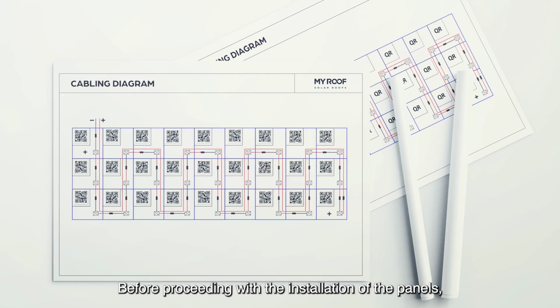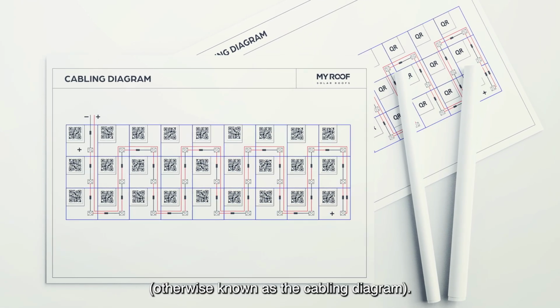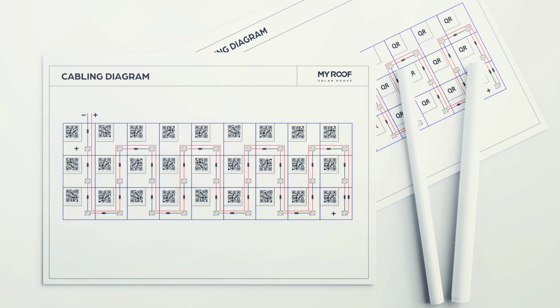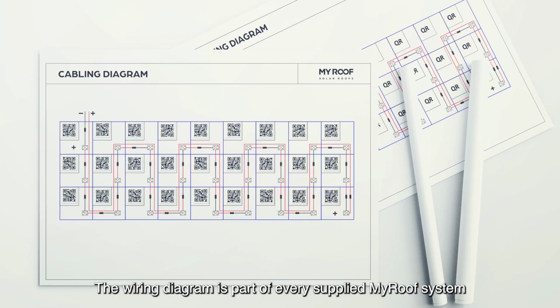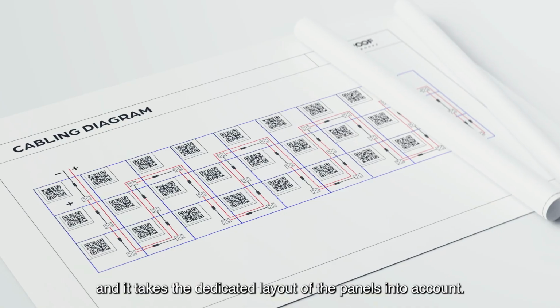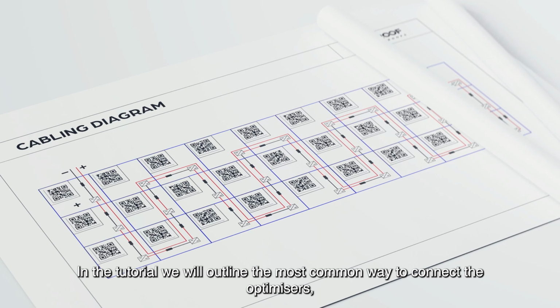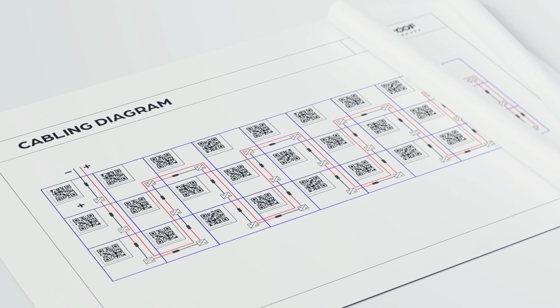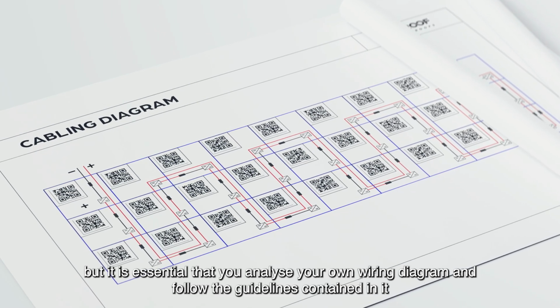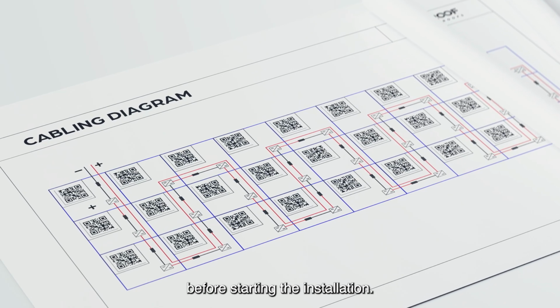Before proceeding with the installation of the panels, carefully study the wiring diagram, otherwise known as the cabling diagram. The wiring diagram is part of every supplied MyRoof system, and it takes the dedicated layout of the panels into account. In the tutorial, we'll outline the most common way to connect the optimizers, but it is essential that you analyze your own wiring diagram and follow the guidelines contained in it before starting the installation.